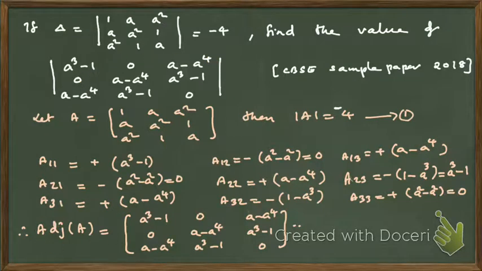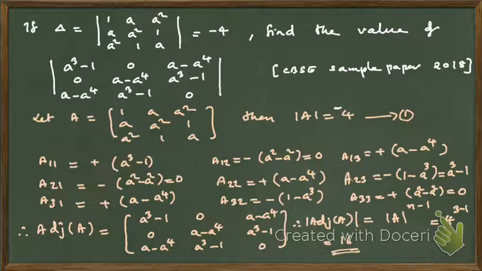So they want determinant of adjoint of A, which has a formula: determinant A raised to n minus 1. Of course, I haven't discussed that with you, but that's a formula. Determinant of adjoint of A is determinant A raised to n minus 1. And what is determinant A? Determinant A is minus 4. So it's going to be minus 4 square. I wrote only 4 actually, but minus 4 square or 4 square is going to be the same.